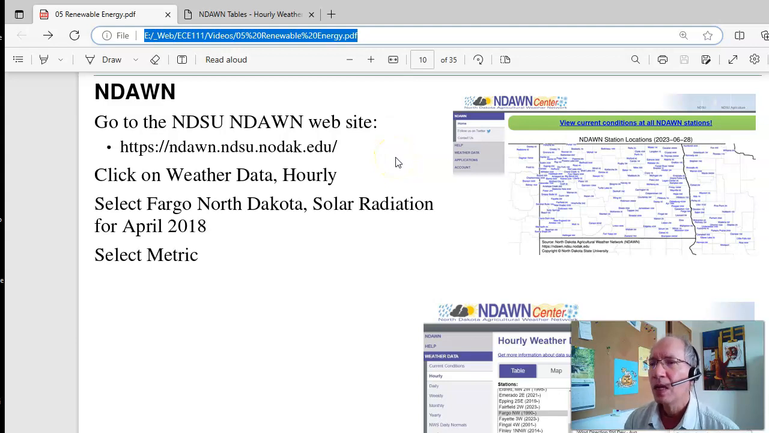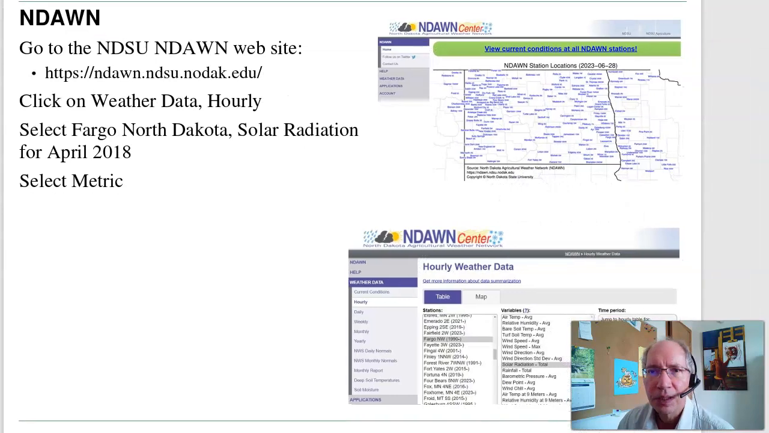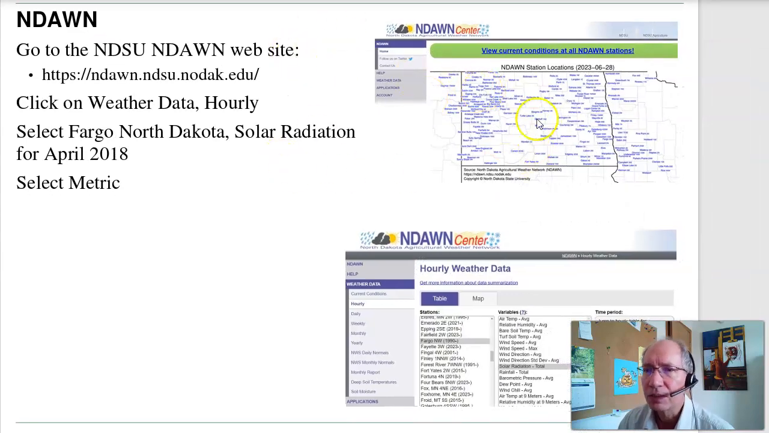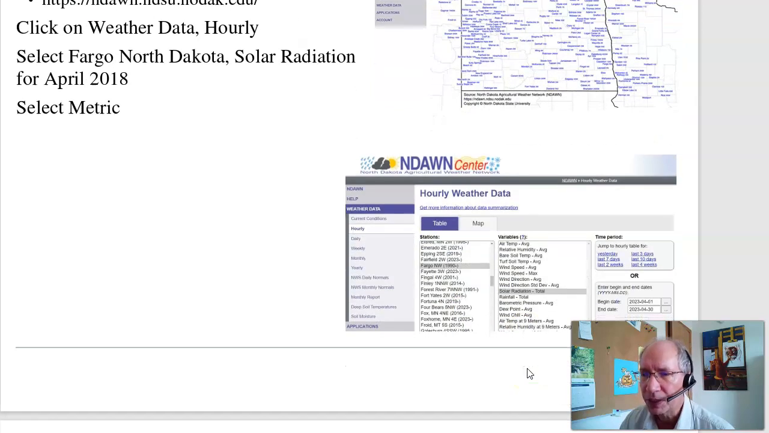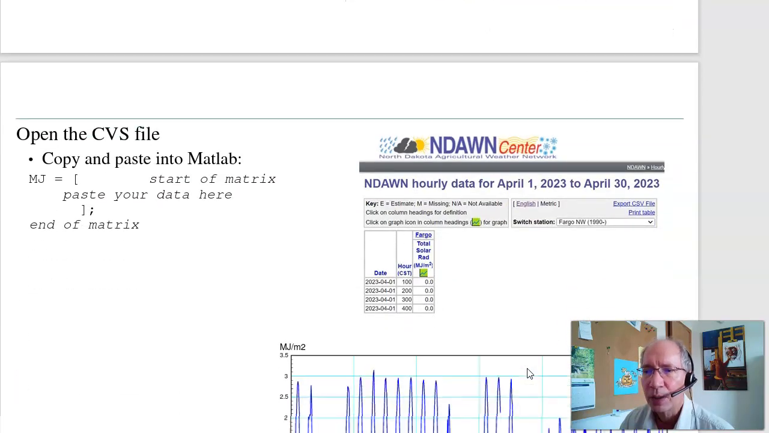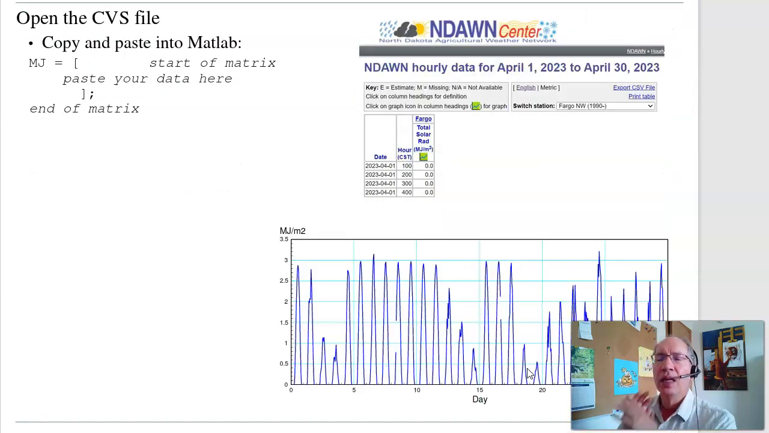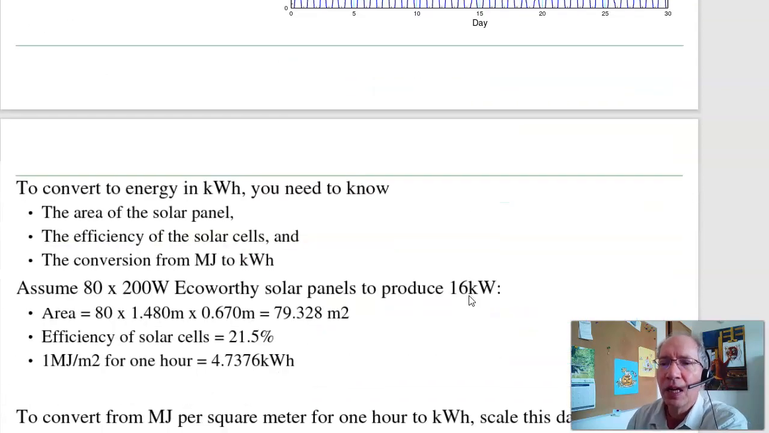So that's kind of the procedure. Go to End On, select your favorite city, select what you want, solar radiation total, and go over the time frame. In MATLAB, I can then copy and paste. In this case, I'm going to say megajoules per square meter is start of matrix, paste, end of matrix, and plot it. I always like plotting it to make sure I got the data. The data is correct.